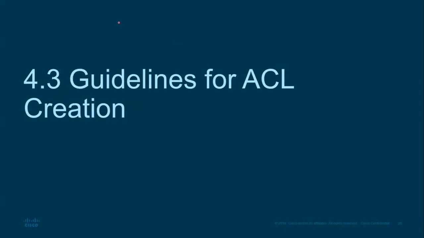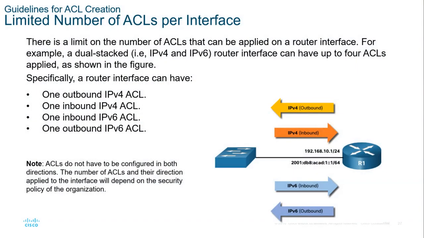Guidelines for access control list creation. There is a limit on the number of access control lists that can be applied on a router interface. You're not going to keep on creating them. An example, dual stack, that is IPv4, IPv6. An IPv4, IPv6 router interface can have up to 4 access control lists applied as shown in the figure, specifically for a router interface. So on this, we have our router here.